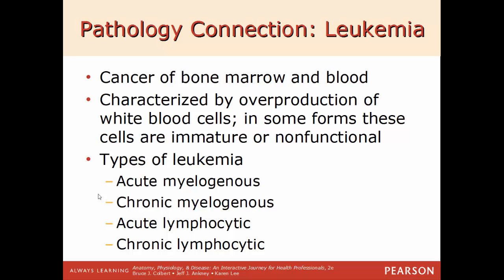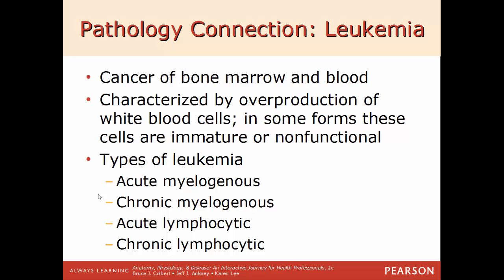Leukemia is a cancer of the bone marrow and the blood that's characterized by an overproduction of white blood cells. Now, in some forms, even though these cells are higher in number, they will be very immature and non-functional. So you would think having a high number of white blood cells would be good, but there are so many of them, most of them don't work properly. So they are in the way of other cells.